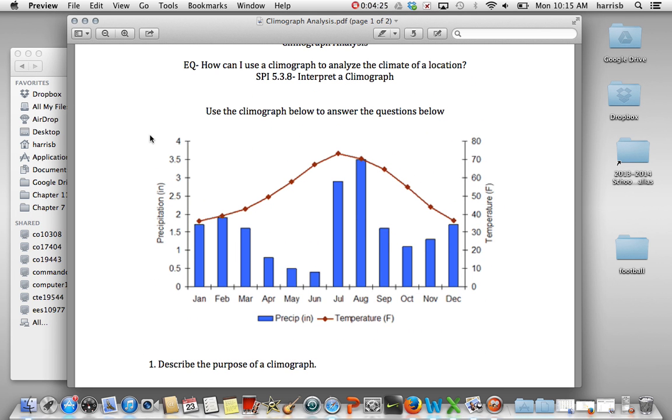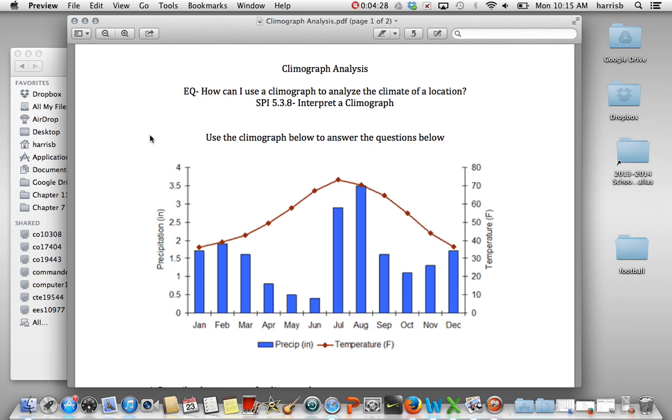And again, this is a climograph, so we are analyzing climate here. Remember that the bar graph part of it represents the precipitation. The line graph part of it represents temperature. Now, one thing to keep in mind, if you were to have a climograph where the line graph is way up at the top and the bar graphs are all at the bottom, think about what kind of place that would be. That would be like a desert. Very, very little precipitation, very, very high temperature.